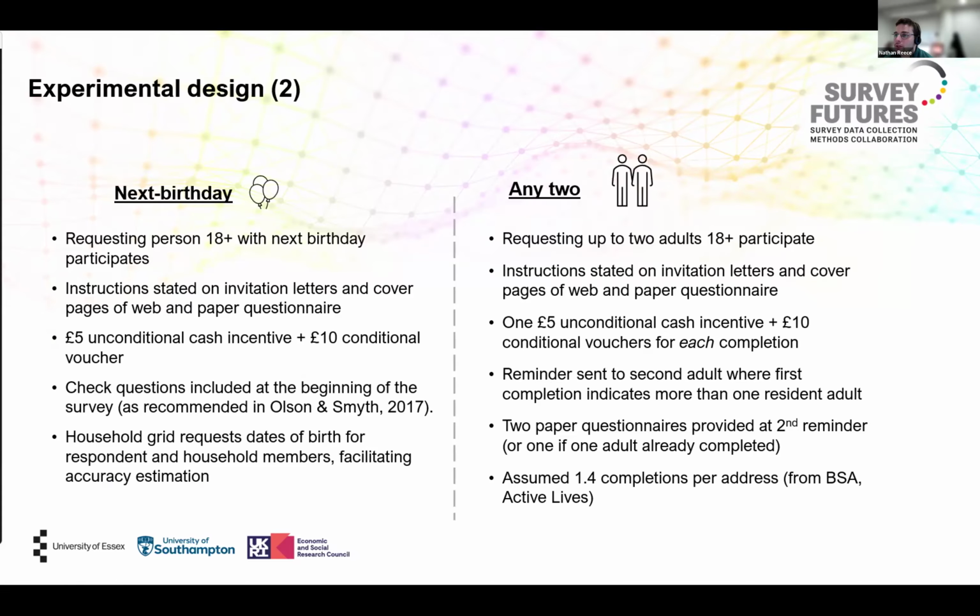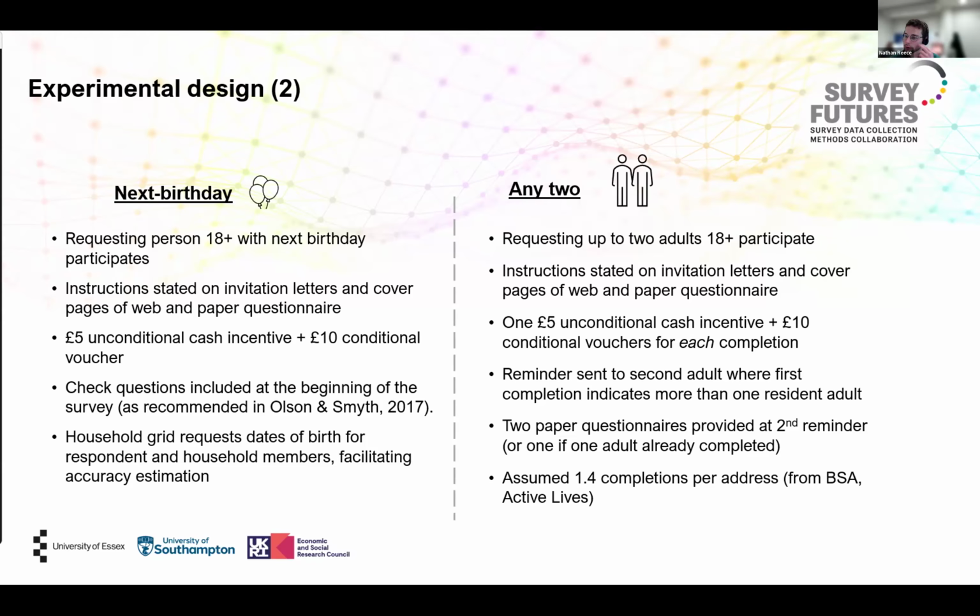So diving into the specifics of the implementation for the two approaches, for next birthday, we're requesting that the person aged 18 plus, that is the eligible population for the survey, with the next birthday participates. The instructions for doing so are on the invitation and reminder letters, and the cover pages of the web and paper questionnaire as well. £5 note in the envelope, £10 on completion. We also had check questions at the beginning of the survey, both in web and paper, to ask if the person completing it is the person with the next birthday.